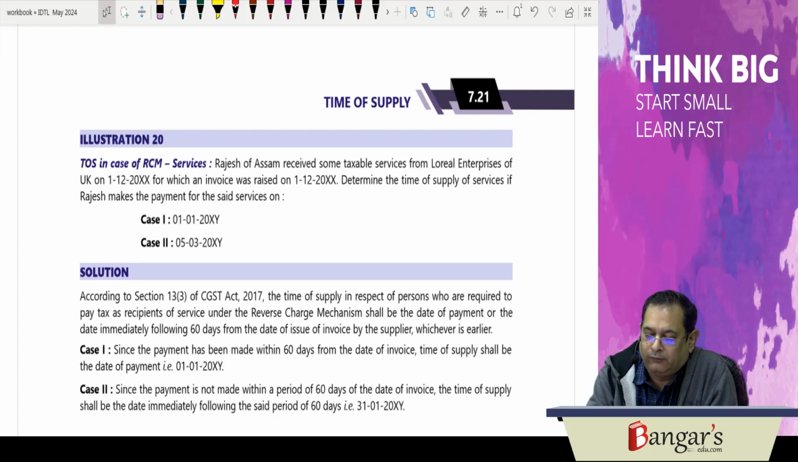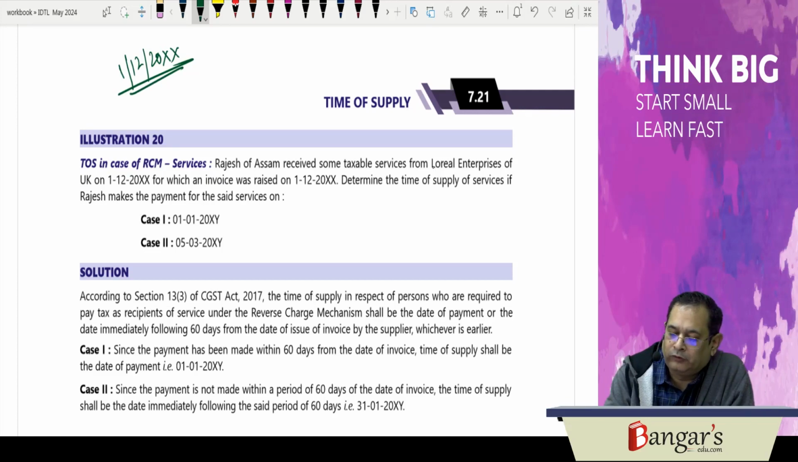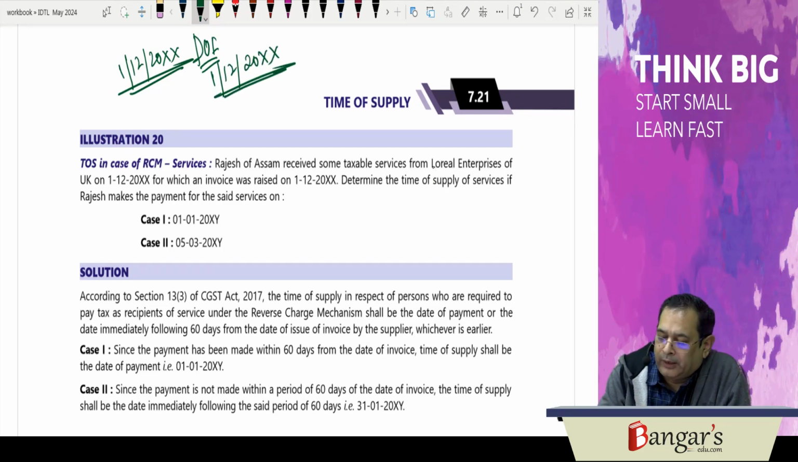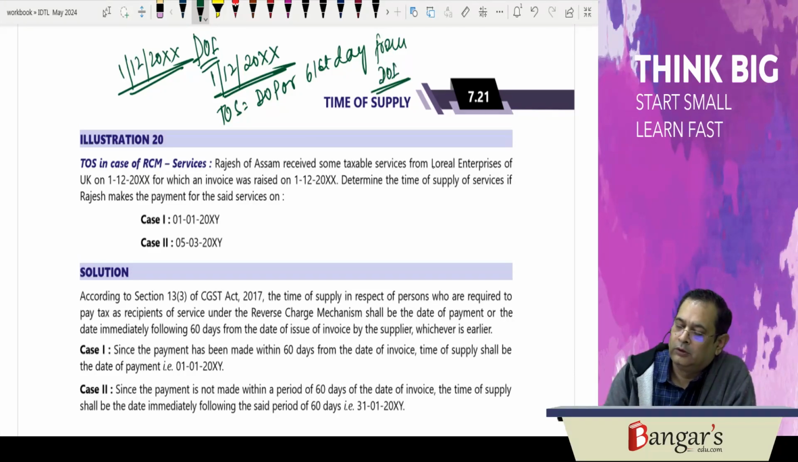Rajesh of Assam received some taxable services from L'Oreal Enterprises of UK on 1st of December, for which the invoice was raised. Date of invoice is 1st of December. Determine the time of supply if Rajesh makes the payment on 1st of January or 5th of March. So here the time of supply will be the date of payment or 61st day from date of invoice or any other document issued by the supplier, whichever is earlier.